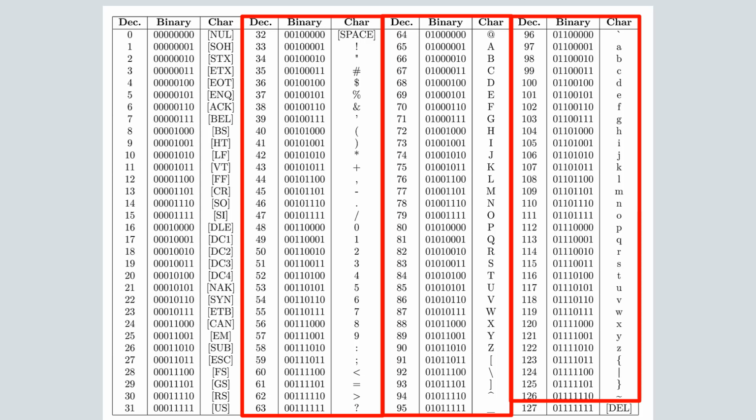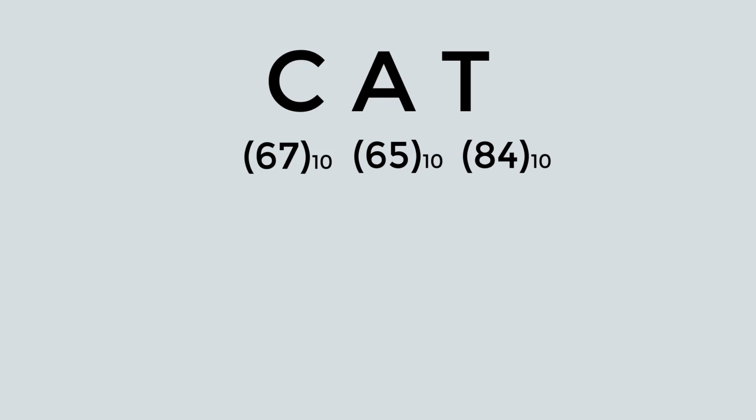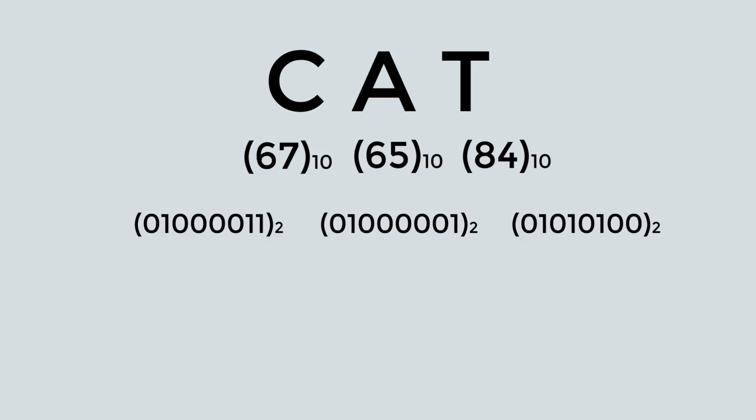Now let's encode a complete word. Consider the word cat. In ASCII, uppercase C has the decimal value 67. Uppercase A has the decimal value 65. Uppercase T has the decimal value 84. So the word cat is represented by the sequence 67, 65, 84. Stored using 8-bit groups, these become C is equal to 01000011, A is equal to 01000001, and T is equal to 01010100.